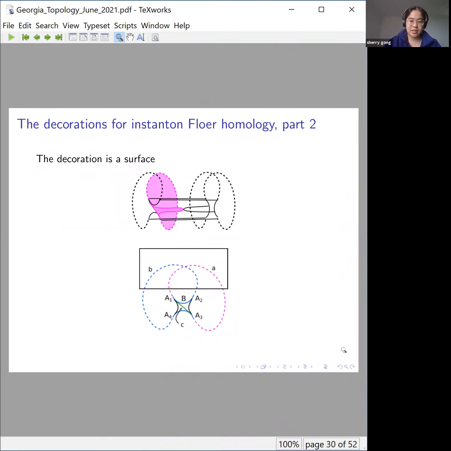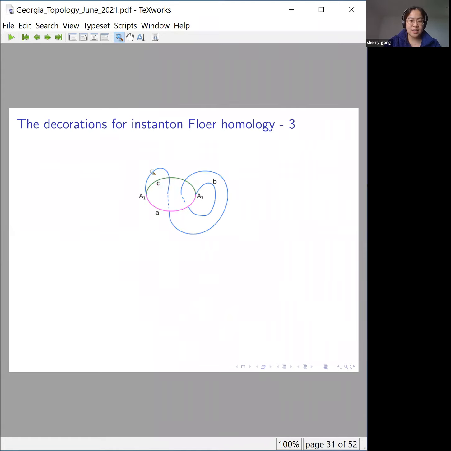One problem with just doing this straight up is that it could still intersect your cobordism elsewhere. For example, if I just took a Seifert surface of this piece, it's possible that the rest of the knot intersects the surface. But it turns out that that's okay.